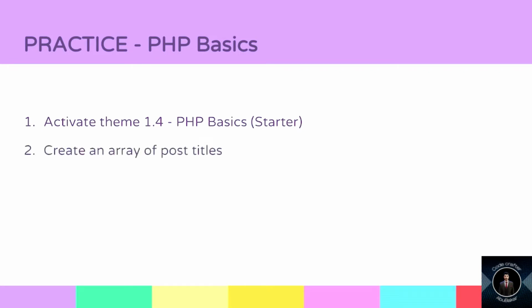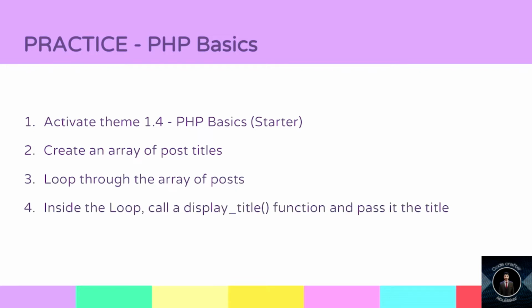First, you're going to create an array of post titles. So hello world, hello PHP, things like that. You could do 3 or 5, however many you feel, but you want more than 1 or 2. Then you're going to create a loop. What kind of loop you create is up to you, but you want to loop through that array of posts.